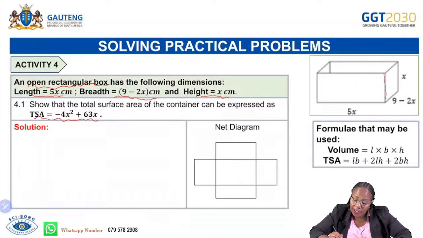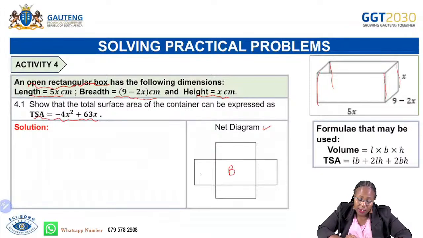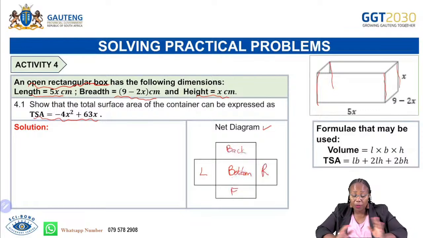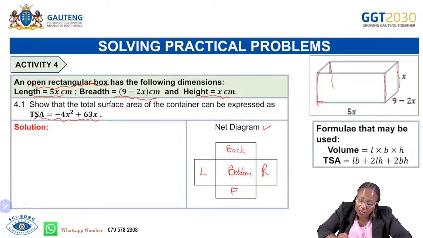So if you cut here, cut there, you'll end up with a net diagram like this one here. As you can see, this is the bottom part of your box. This is the left hand side of the box. This is the right. This is the front part, and then this is the back part of your box. So basically, this is the flat surface of the box now. Now we want to put these dimensions into the box. When you look at the bottom part here, it has dimensions 5x by 9 minus 2x.